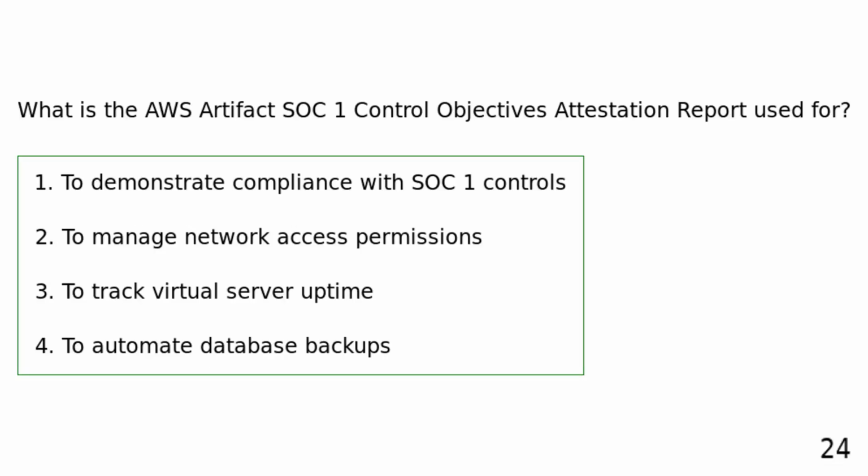What is the AWS Artifact SOC 1 Control Objectives Attestation Report used for? To demonstrate compliance with SOC 1 controls. To manage network access permissions. To track virtual server uptime. To automate database backups.